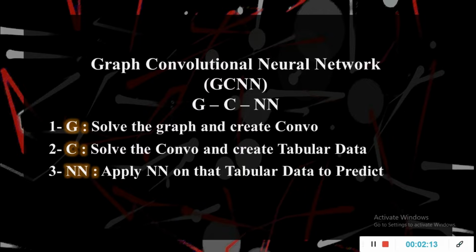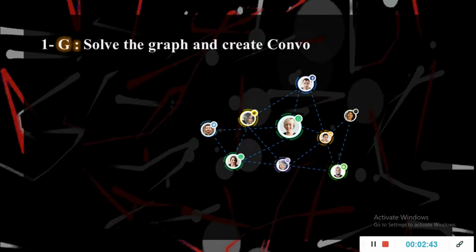So GCNN: what does G stand for, then C, and then what do I mean by N? G means solve the graph and create a convo. What I actually mean by a convo I will discuss later. And then solve the convo and create tabular data. And we have already mastered using tabular data and predicting something using a neural network. Okay, let's start from the first step: solve the graph and create a convo.